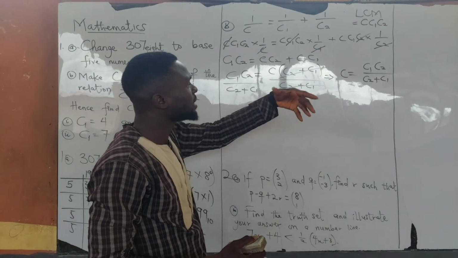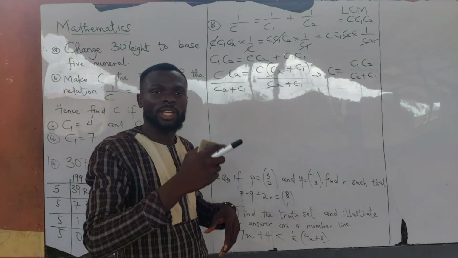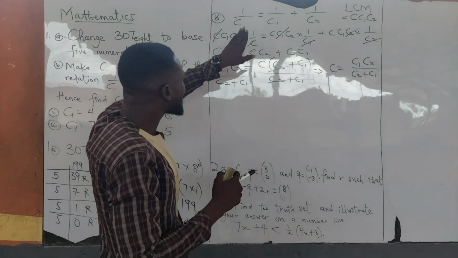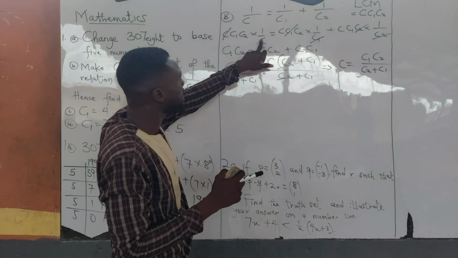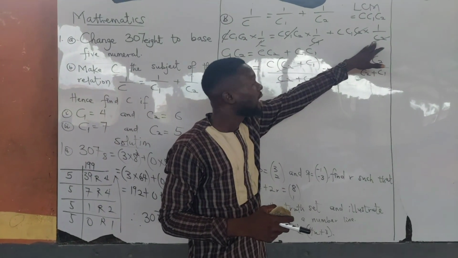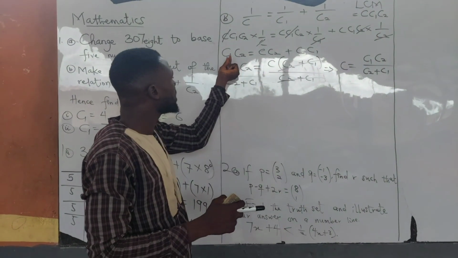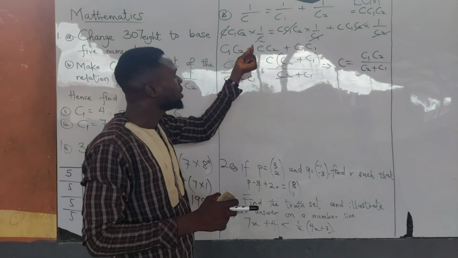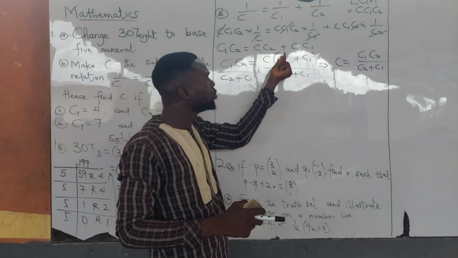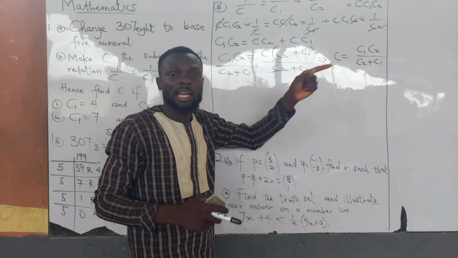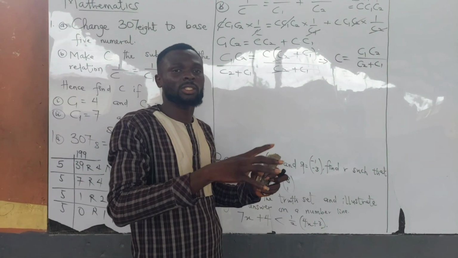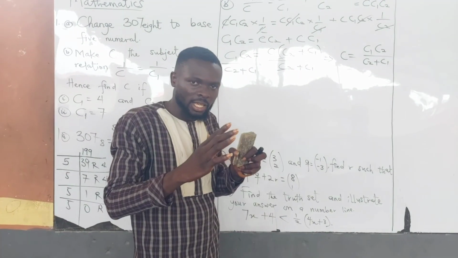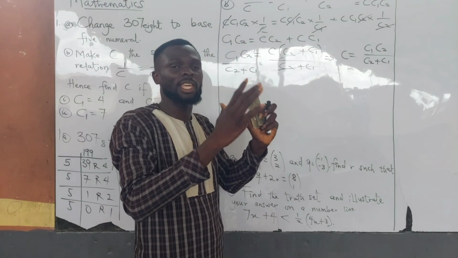Now once you do that, it will help you to get rid of the fraction by just cancelling out the common terms. So C can cancel the C here as it has been explained. After cancelling, you are having C C1 C2 is equal to C C2 plus C C1. The question is, make C the subject.